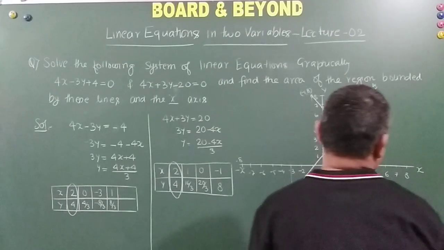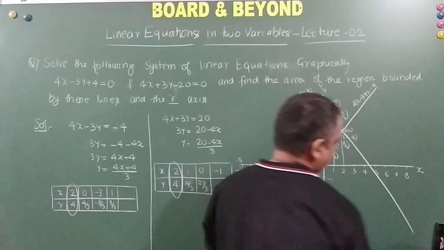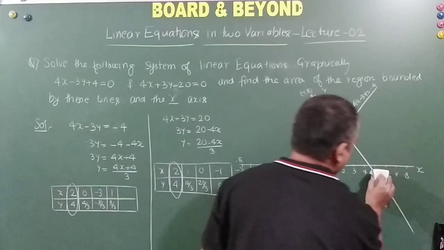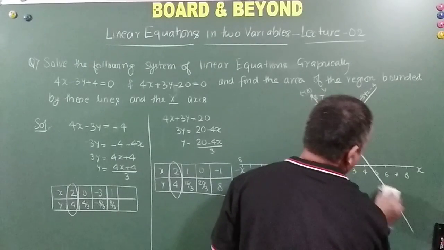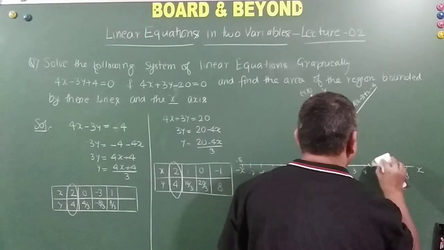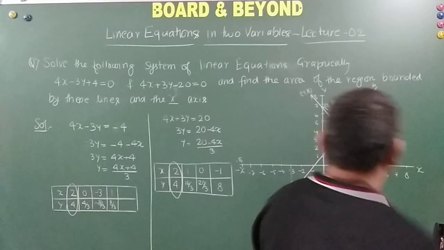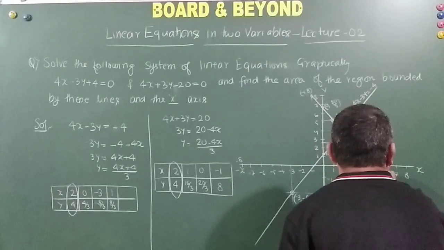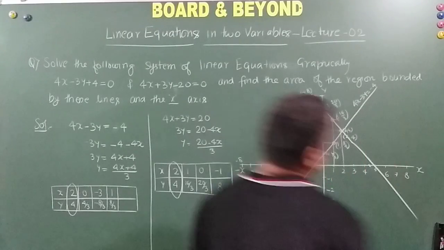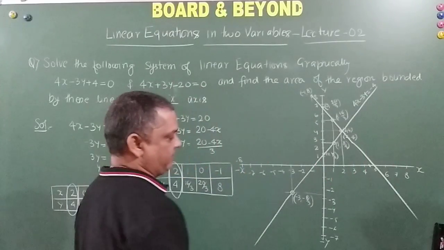Right? So 1 second, friends. 1 second. There is a small change in this sense. This will come like this, friends. This will come like this, okay, when you plot it on the graph.